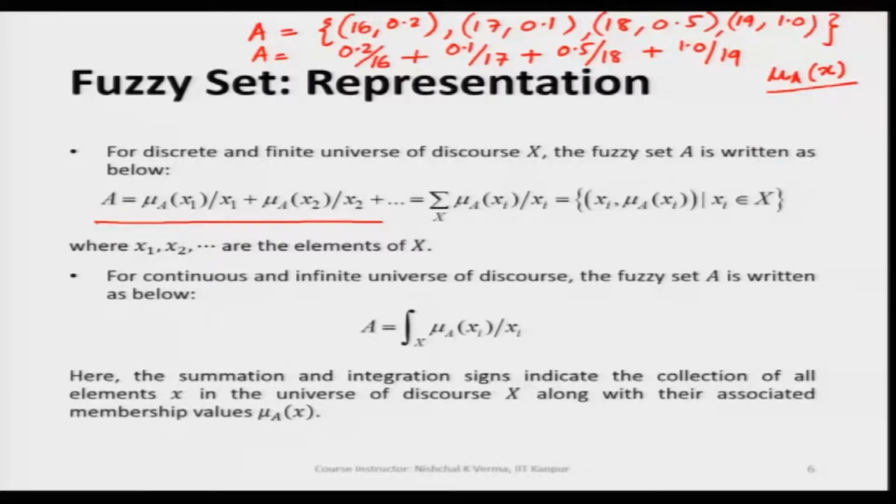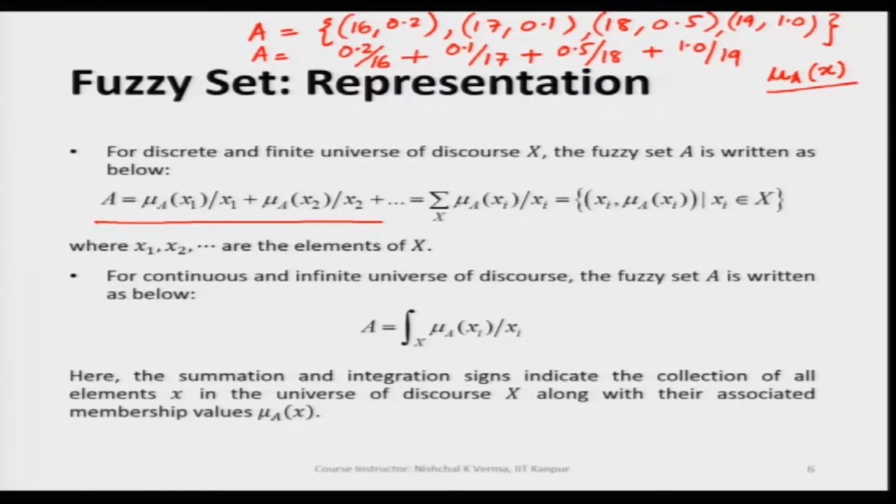If we have x1, x2, x3, all these are the corresponding generic variable values drawn from the universe of discourse. This plus sign is very important here. It should be noted that this plus sign is not here for addition. Although all the elements are separated by plus signs, the plus sign is not for addition. So, please do not add these values with this plus sign.